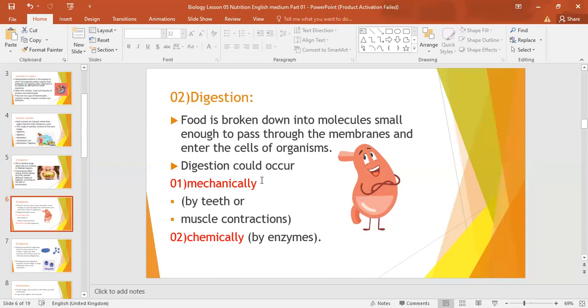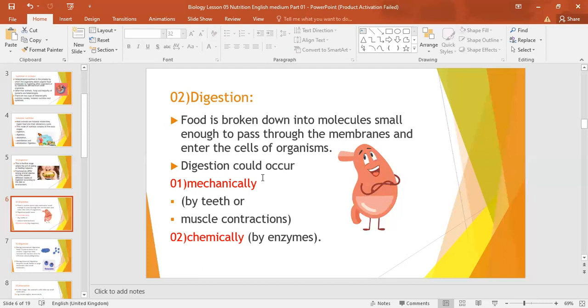Digestion could occur mechanically. Mechanical digestion is done by teeth and muscle contraction. When we ingest a bread particle into our mouth, our oral cavity, both teeth and tongue are involved. Tongue is also considered as muscle. You know, the tongue is also made up of muscles. Therefore, we can say mechanical digestion is done by both teeth and muscle contraction.